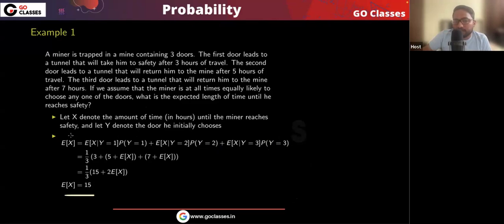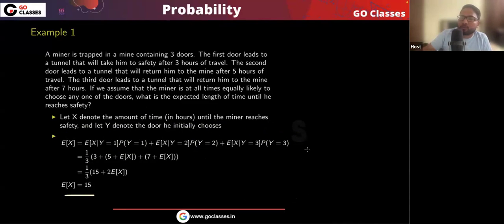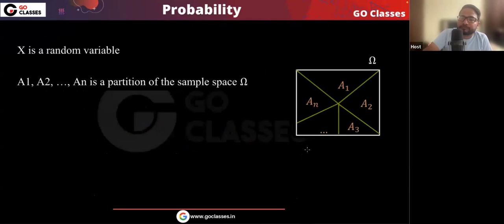But in general, let's suppose you want to find the expectation of any random variable. Then you can divide the sample space into events, and you can say, if this occurs, then what is the expectation? If this occurs, what is the expectation? If this occurs, what is the expectation? And then we call this particular thing the law of total expectation. So what do I mean by that? Let me just show you.